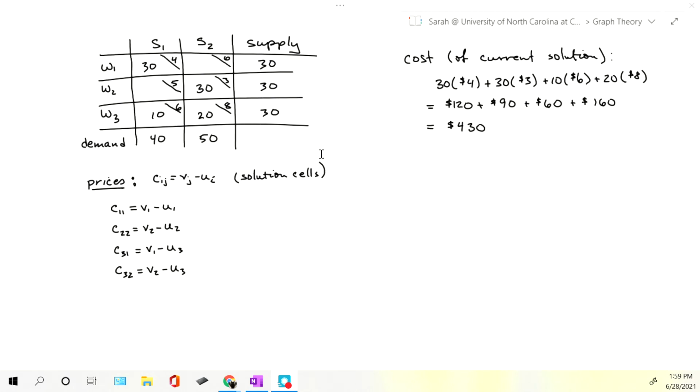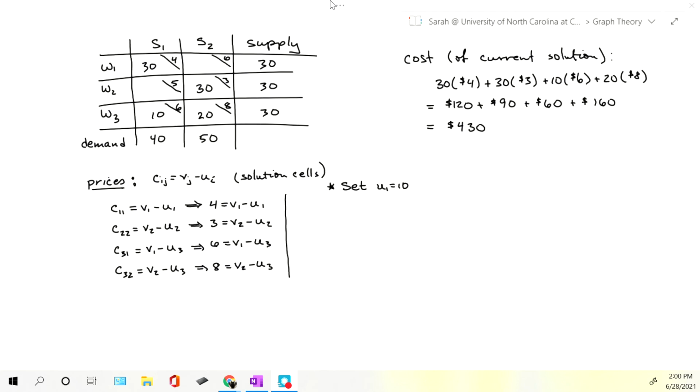So here we notice that the cells in the solution are 1,1, 2,2, 3,1, and 3,2. So I went ahead and pulled those subscripts for our cost, plugged into the appropriate formula that we use. Now the U's and the V's we don't know yet, but the costs we do, so we'll replace all of these C's with the little label at the top of each cell. So now we're ready to solve for the U's and the V's.